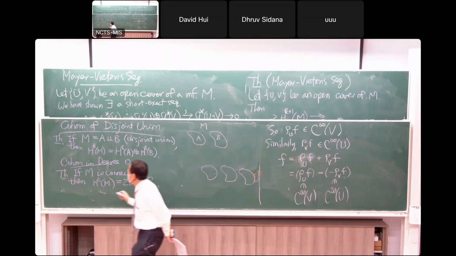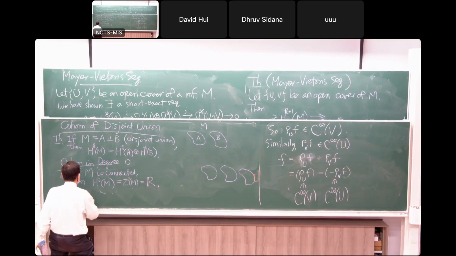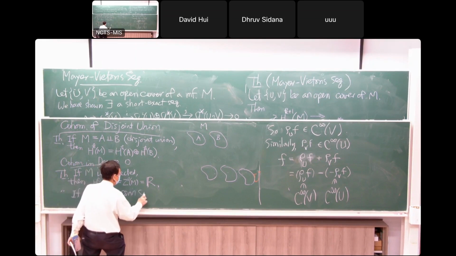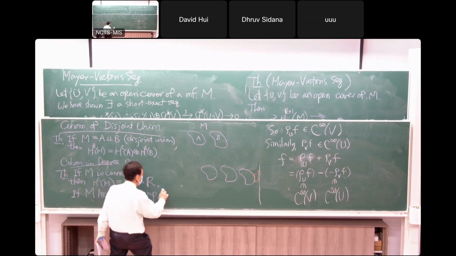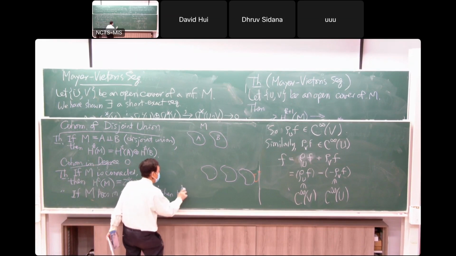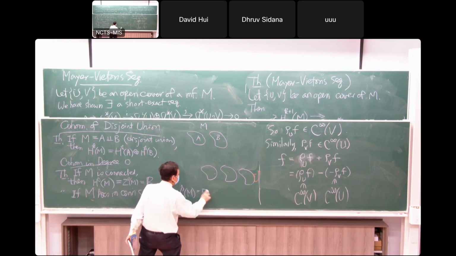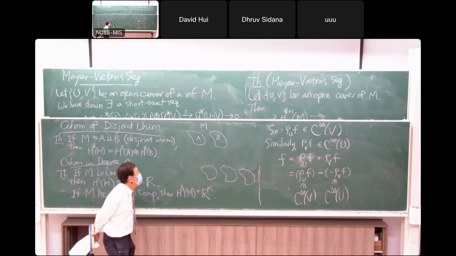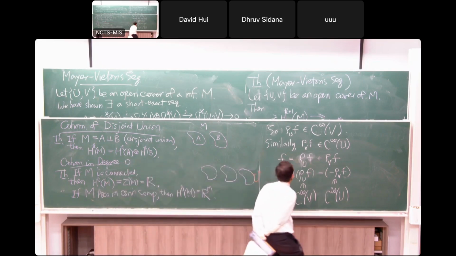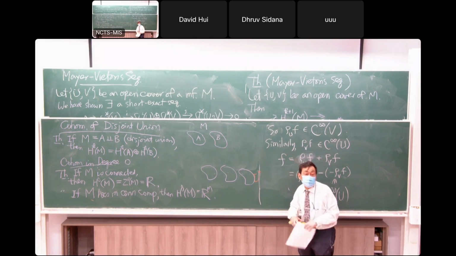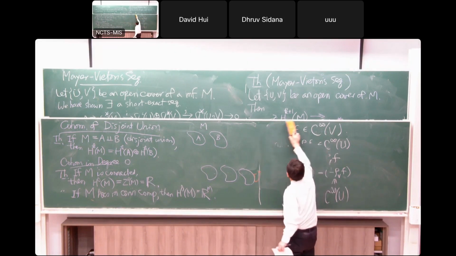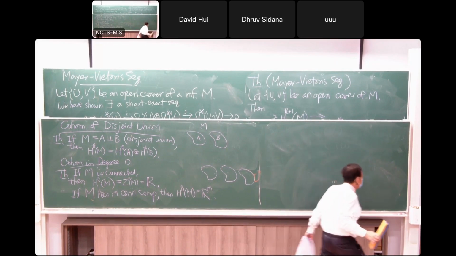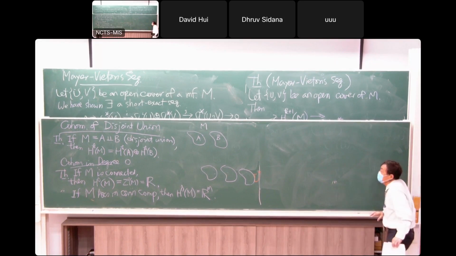And so if M has K connected components, then H0 of M is R to the K, K copies of R, all right? Okay, so we're just gonna assume these two theorems, and now let's try to calculate the cohomology of the circle. That's the simplest manifold after an interval.